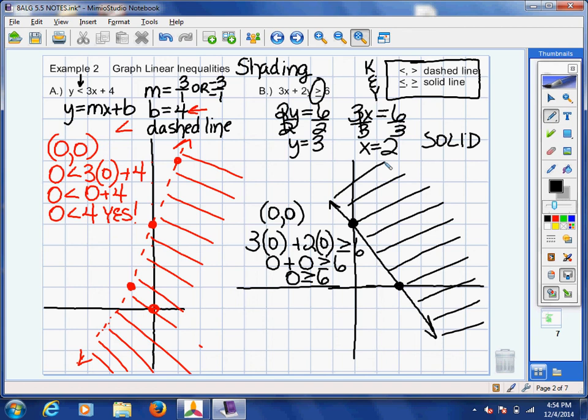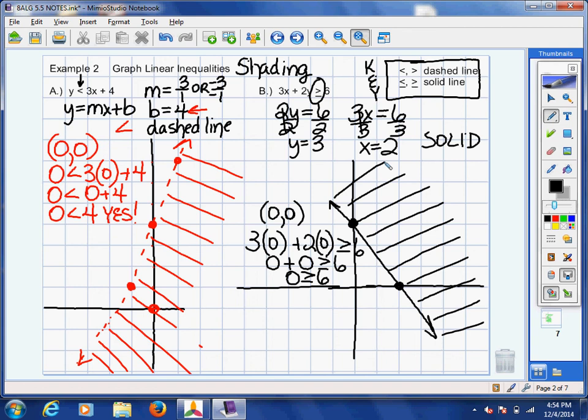Okay, so let me recap. When we do linear inequalities, when you graph, you're doing a couple of extra things. You're still going to try to find slope and intercept if it's in slope-intercept form, and graph the line using those, or the cover-up method if it's in standard form. So that's not different. What is different is what kind of line you draw. If you see an equal to sign, it's a solid line. If you don't, it's a dashed line.